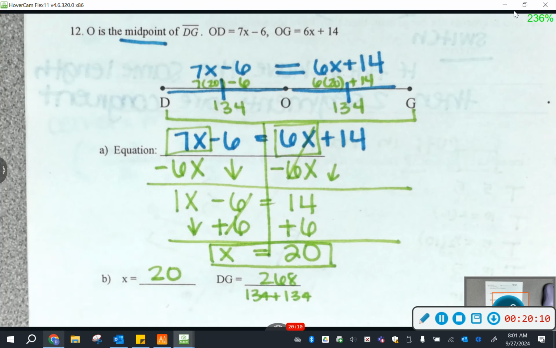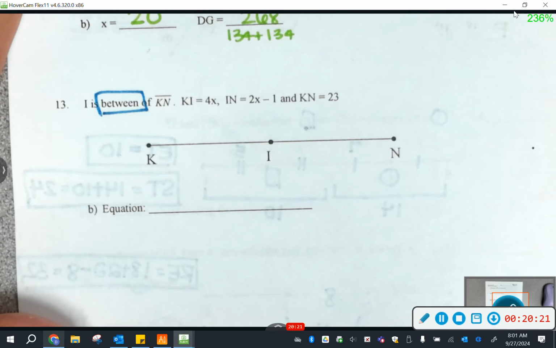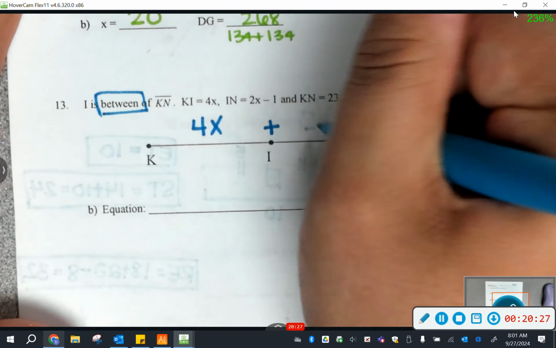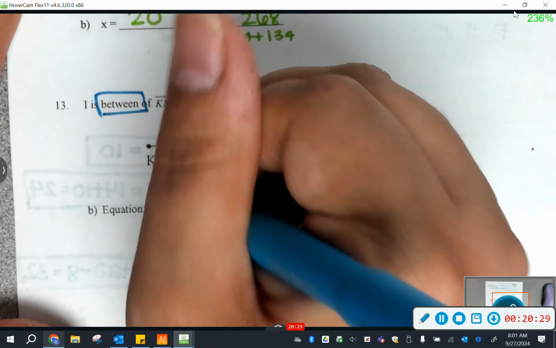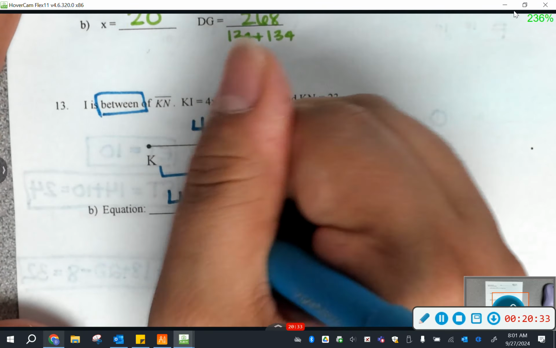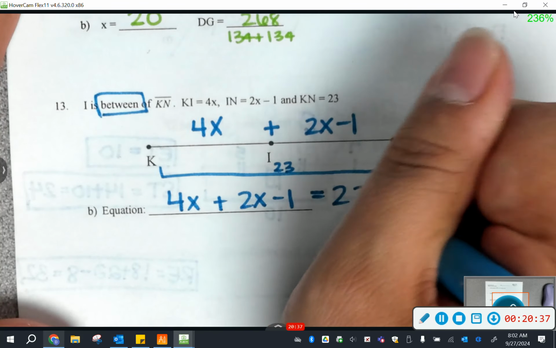Last one. Oop, the bell's gonna ring in 5 minutes. So, no. Y'all don't get up. I'm gonna do this in 2. Last one. Keyword says between. Whenever we see between, what does that mean? Plus. We're adding in the middle. We're doing my left plus my right equals 23, the whole. Left plus right equals the whole.